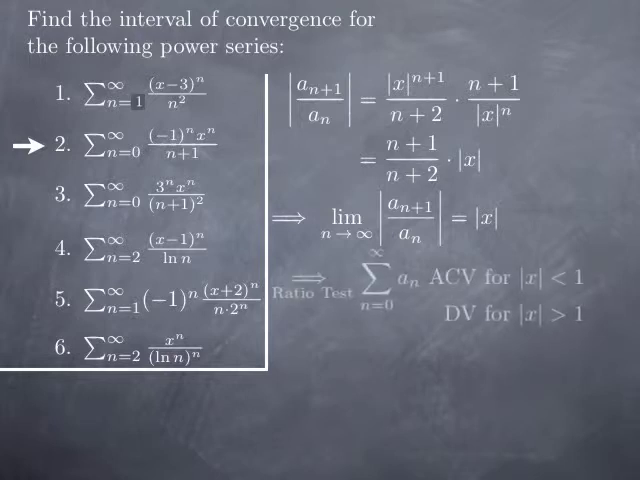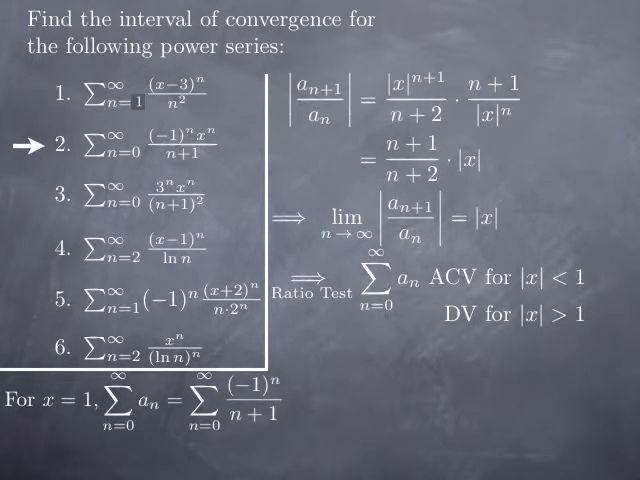And therefore, by the ratio test, we can conclude that our series is absolutely convergent whenever this limit is less than 1, so when the absolute value of x is less than 1, and divergent whenever this limit is greater than 1. So we have here an interval of convergence that is going to be an interval centered at 0 of radius 1, so it extends from -1 to 1. We have to test these two endpoints, -1 and 1, separately.